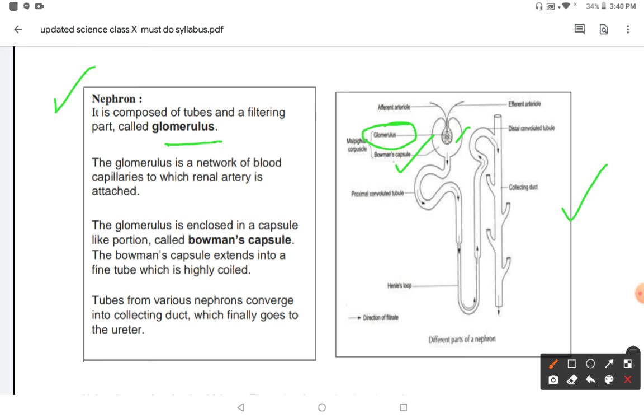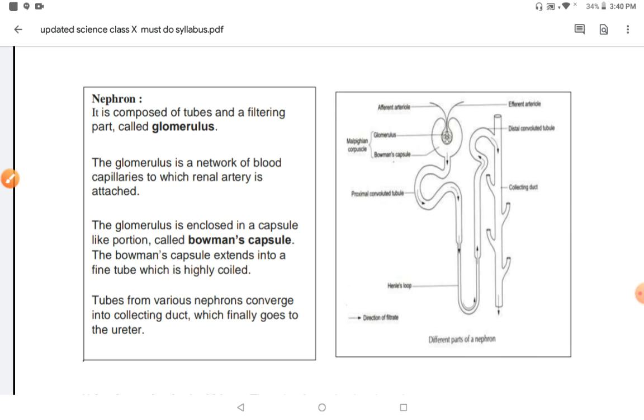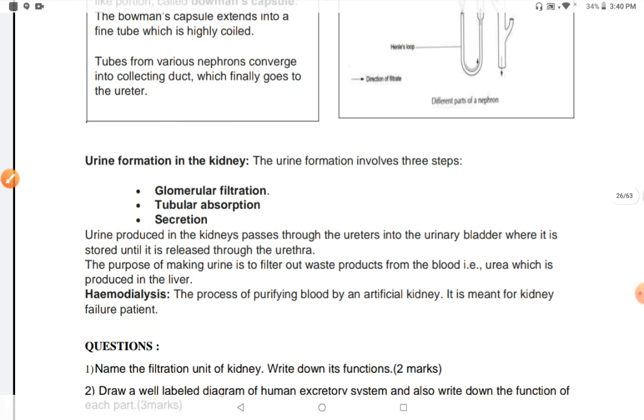capsule here, and this extends into a fine tube which is highly coiled, and the tubes from various nephrons converge into a collecting duct. This portion is called the collecting duct, which finally goes to the ureter, and then urine comes out from the ureter. So this is the function of the nephron in the kidney, which is the functional unit of the kidney.